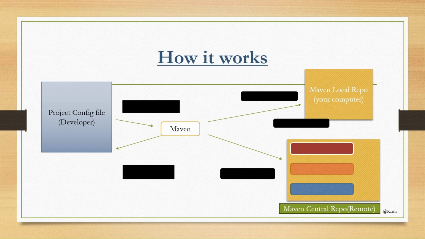Here I am going to explain how Maven works by diagram. So after the developer configures the file and adds the dependencies, Maven will read the config file, meaning which jar file it needs to add.